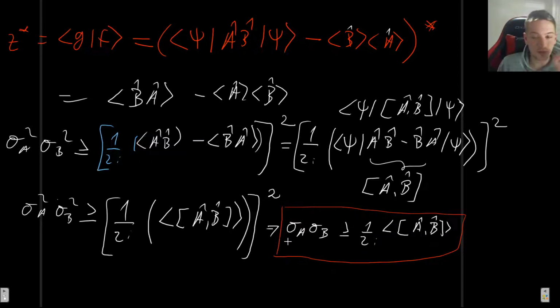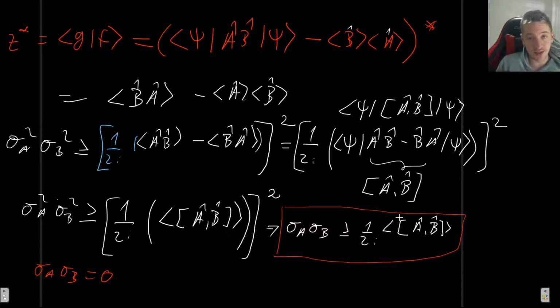And this is actually very, very interesting, because what this tells us is that if A and B commute, then sigma A, sigma B, right, this uncertainty will just be 0. Because the commutator would be 0, so all of this would be 0. So that tells us that if A and B commute, then they are compatible observables, which means that we can measure them at the same time.